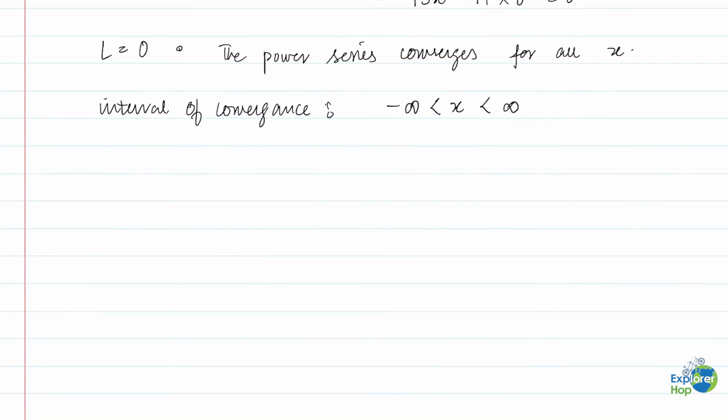Next we have to find the radius of convergence. The radius of convergence would be pretty simple in this case. As we can see, R is equal to infinity, because x can take any value for converging, so the radius of convergence would also be infinity.